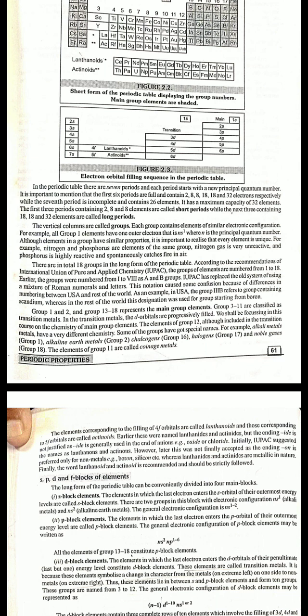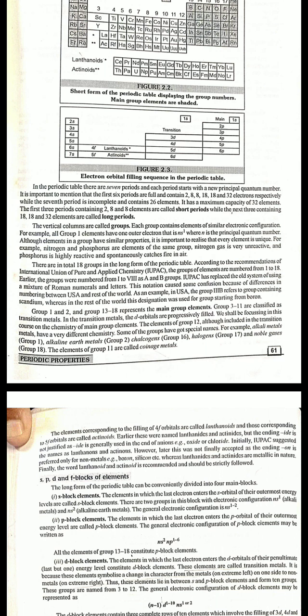IUPAC has replaced the old system of using a mixture of Roman numerals and letters. This notation caused some confusion because of the difference in numbering between the USA and the rest of the world. As an example, in the USA, the group 3B referred to the group containing scandium, whereas in the rest of the world this designation was used for the group starting from boron.